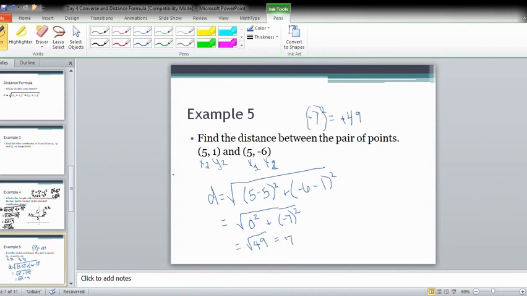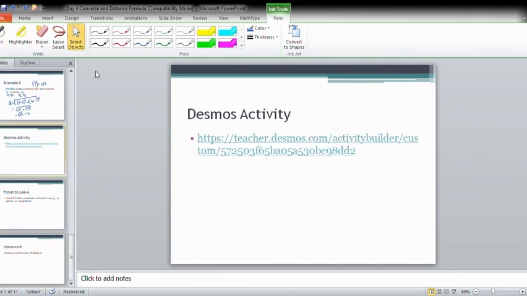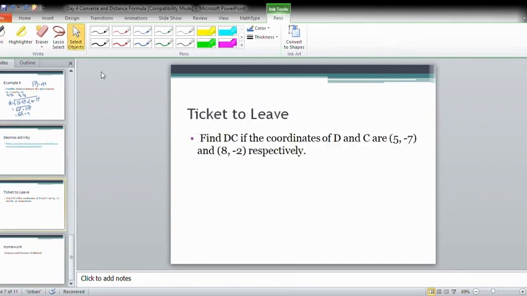Okay, so just keep practicing using the distance formula, and then we'll meet back in class and see how we're doing. Here's your ticket to leave. Go for it.